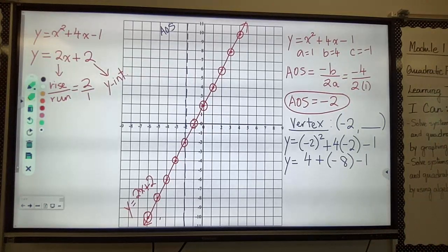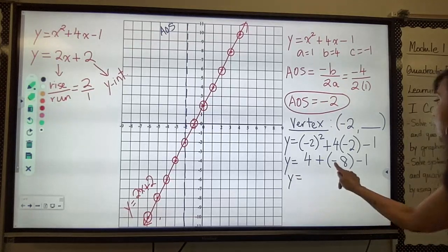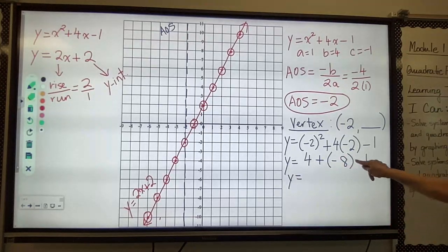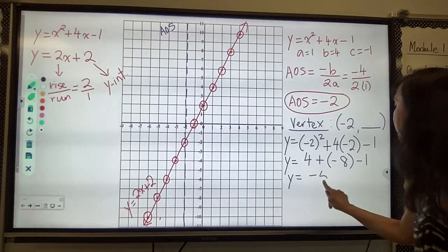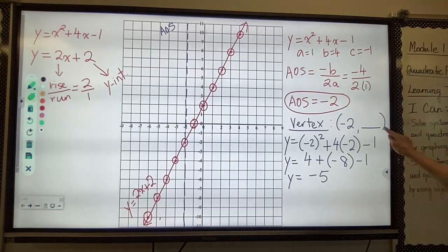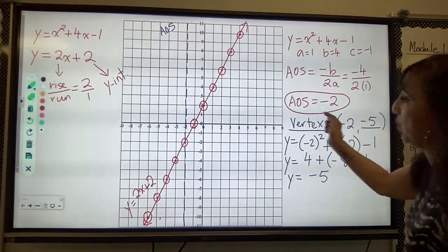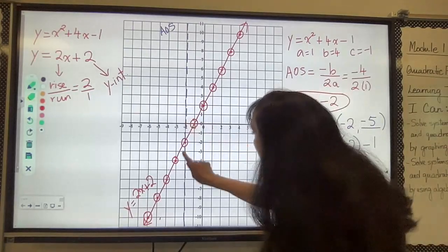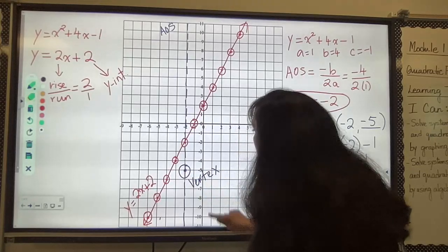And so when I solve this, y is equal to 4 plus -8 minus 1. I'm going to end up with -5. Okay, so therefore my y value is -5. So that is where my vertex is going to be. I'm going to go to -2 and I'm going to go to -5, and here is the vertex of my parabola.